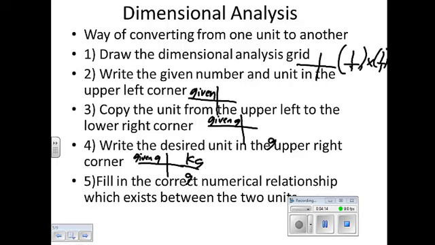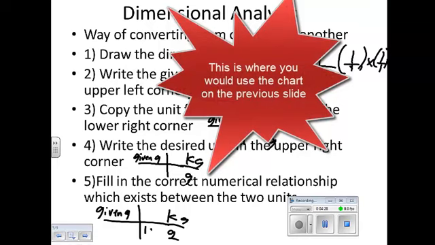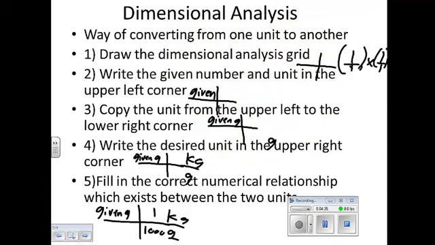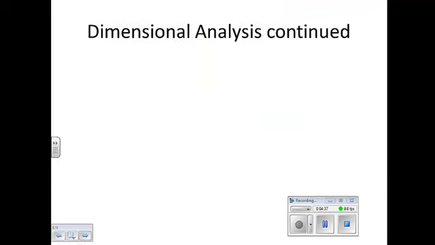And 5, fill in the correct numerical relationship. So do the conversion factor. So in our same example, given in grams, we put our grams in the top left, and we have to have grams in the bottom right. We're trying to convert to kilograms. Well, your conversion factor is going to be 1,000 grams in 1 kilogram. That's where that chart from the last slide is really going to come in handy. You need to be able to make those conversion factors. And we're going to keep going.